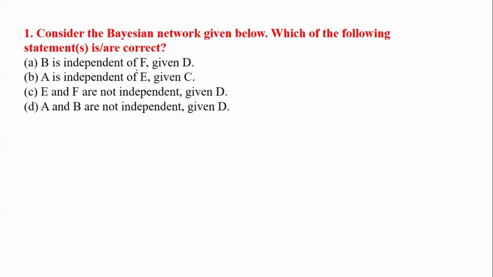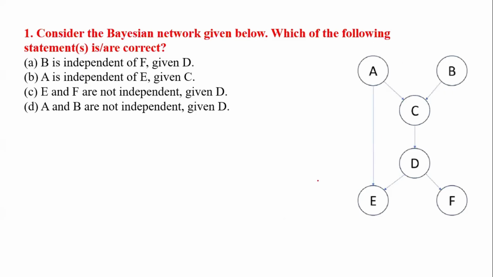Now, coming to the next question. Consider the Bayesian network given below. Which of the following statements is or are correct? This diagram is given. Now, B is independent of F given D. So this is my first option.